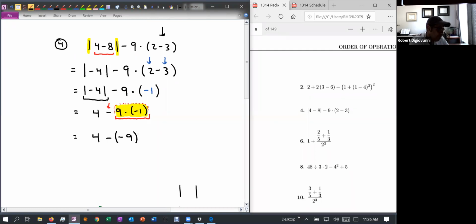And this right here hopefully rings a bell from back in the past. Whenever you subtract a negative, it turns into positive, or it turns into addition. So subtracting a negative is the same as adding.